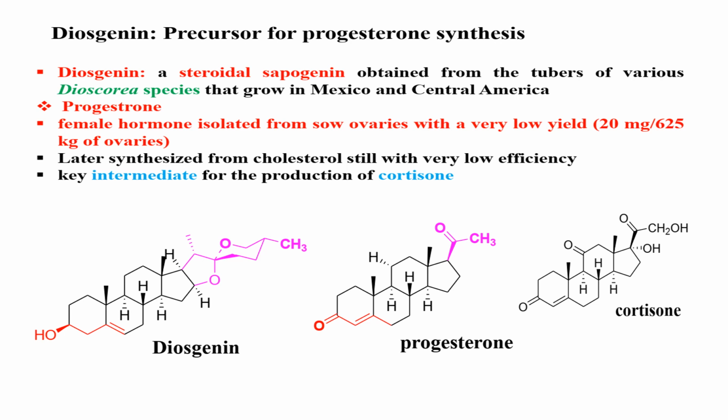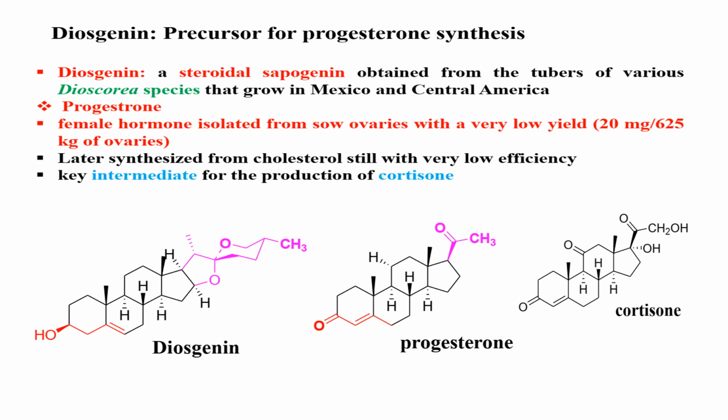Diosgenin is also a precursor for progesterone synthesis. You know that diosgenin is a steroidal sapogenin obtained from the tubers of various Dioscorea species that grow in Mexico and Central America. And progesterone, you know, is the female hormone isolated from ovaries with very low yield, which means 20 mg per 625 kg of ovary, later synthesized from cholesterol, still with low efficiency, and it is a key intermediate for the production of cortisone.